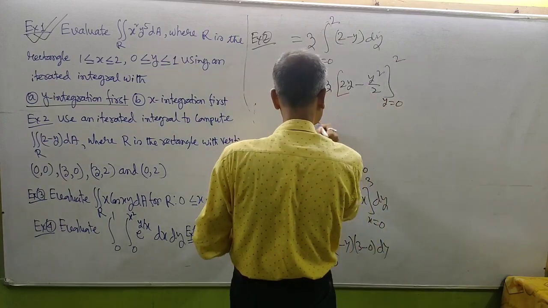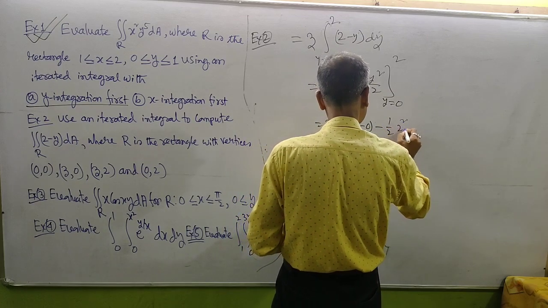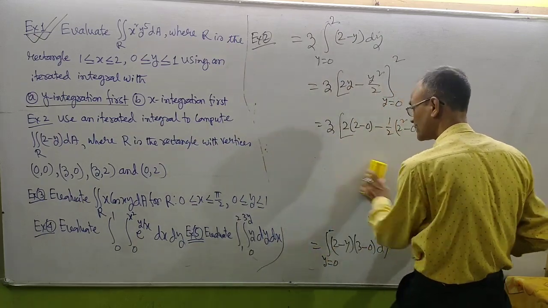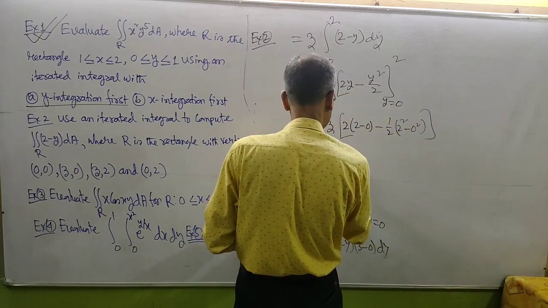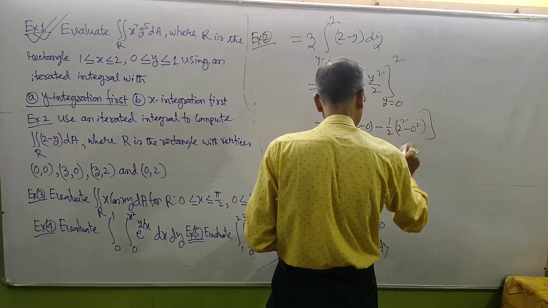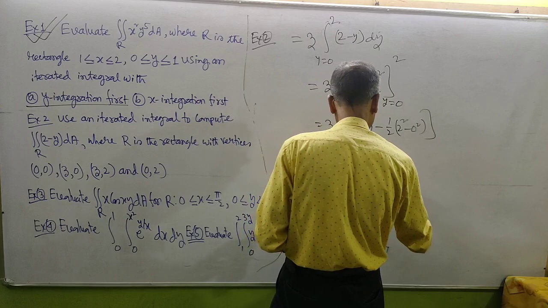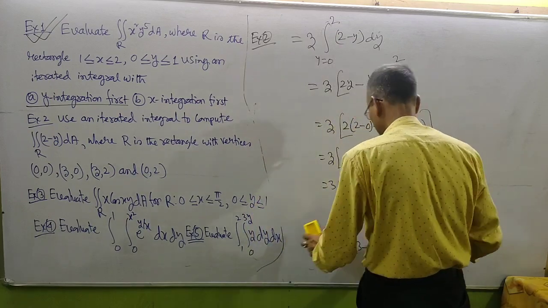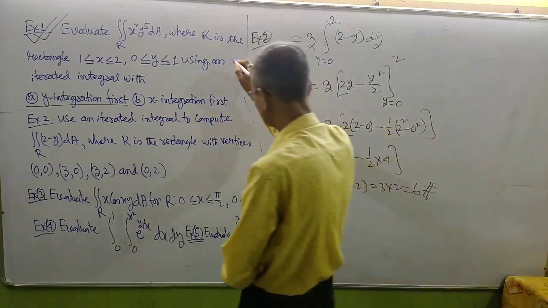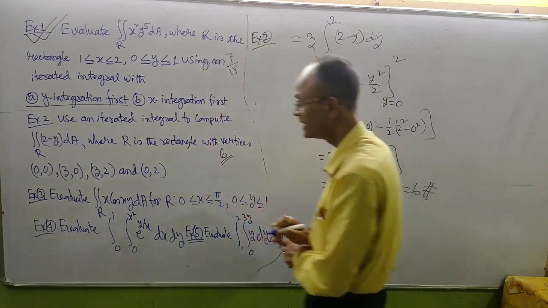This is equal to 3 times 2 into 2 minus 0, minus 1 by 2 into 2 square minus 0 square. That is 3 times 4 minus 1 by 2 into 4, which is 3 into 4 minus 2, equal to 3 into 2 equal to 6. The answer is 6. The first answer is 7 by 18, I think, and the second answer is 6.